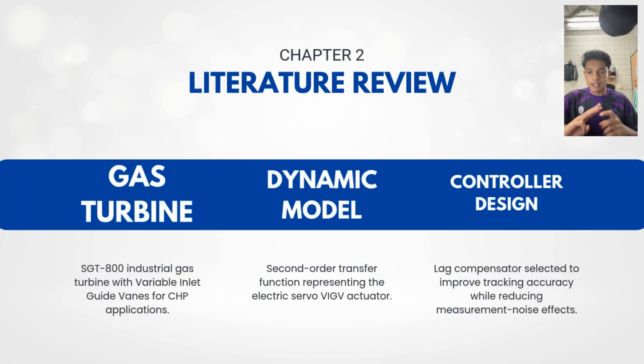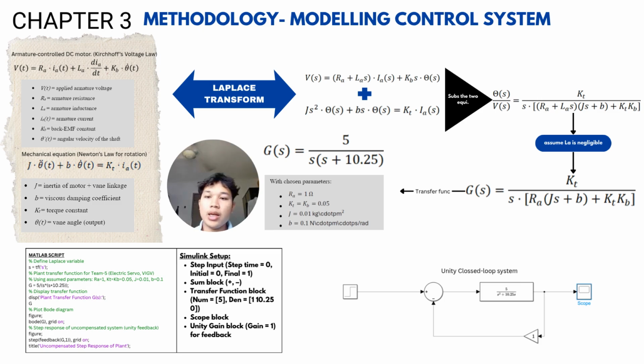On to the next slide, there are three parts to be considered, which are gas turbine, dynamic model, and also controller design. Talking about the gas turbine, the SGT-800 industrial gas turbine with variable inlet guide vanes for CSP applications. For the dynamic model, a second order transfer function represents the electro servo VIGV actuator. And last but not least, the controller design. As I mentioned in the previous slide, the lag compensator is selected to improve tracking accuracy while reducing measurement noise effects.